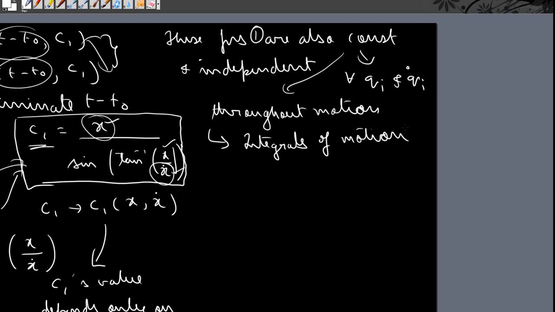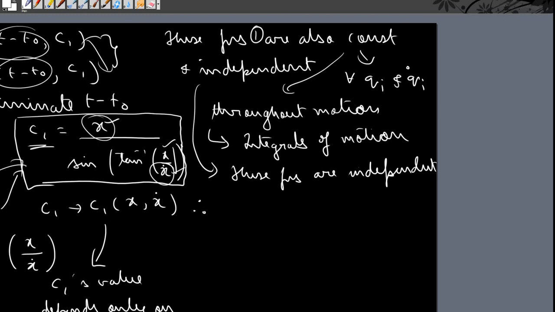We have already seen that C1 to C2s minus 1 are independent. Therefore, these functions should also be independent. By independent, what do we mean? None of these functions can be written in terms of the other functions. Since they are independent, I can define other integrals of motion which are linear combinations of these. But before that, let us make note of this important observation.